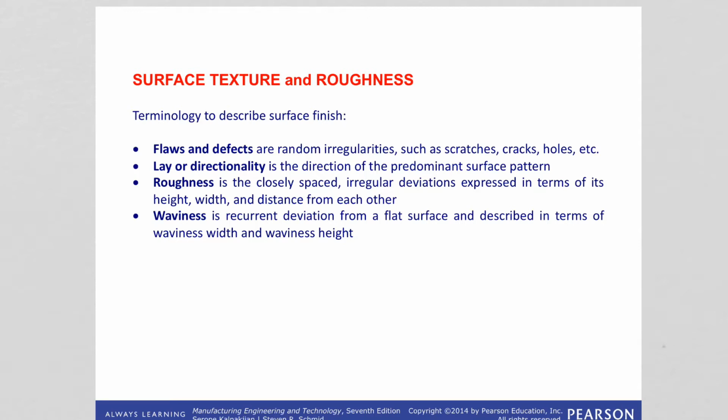And lay is visible to the naked eye. And flaws or defects, these are random irregularities that occasionally occur on the surface. These include cracks, scratches, inclusions, or similar defects in the surface.